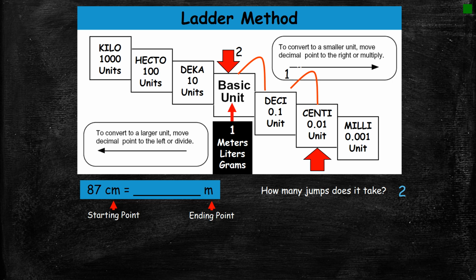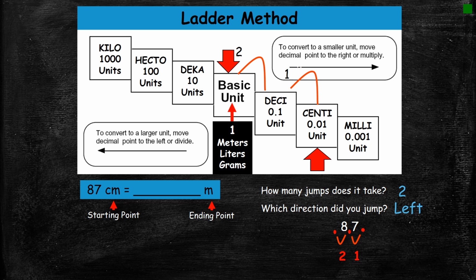Pay attention also to what direction. We went left this time. So our number is going to get smaller when we go to the left. Our number will get bigger if we go to the right. So I'm going to write 87, and I'm going to stick that decimal in because remember it always comes after the whole numbers. And I'm going to jump the same number and same direction as I did on the ladder.